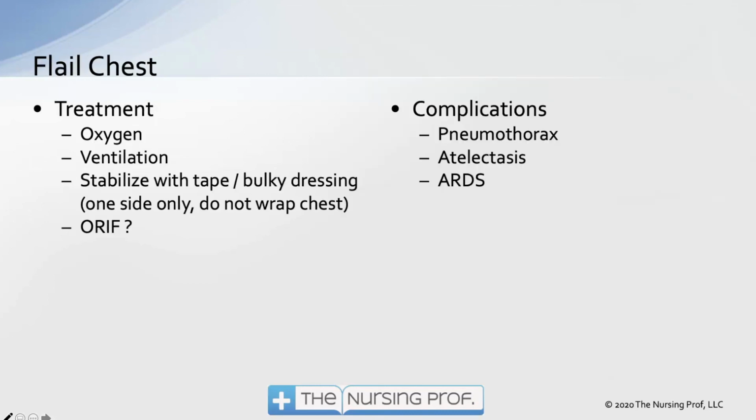Treatment is oxygen, ventilation. We may have to stabilize that with tape, but in most cases what we'll do is just put the patient on the ventilator. So change this to positive pressure ventilation, and now we're able to ventilate both lungs. In some cases, if this flail area is just moving so much, we may have to go in there and tie those ribs down a little bit with some wire, keep them in place. Complications include pneumothorax, atelectasis, and ARDS.